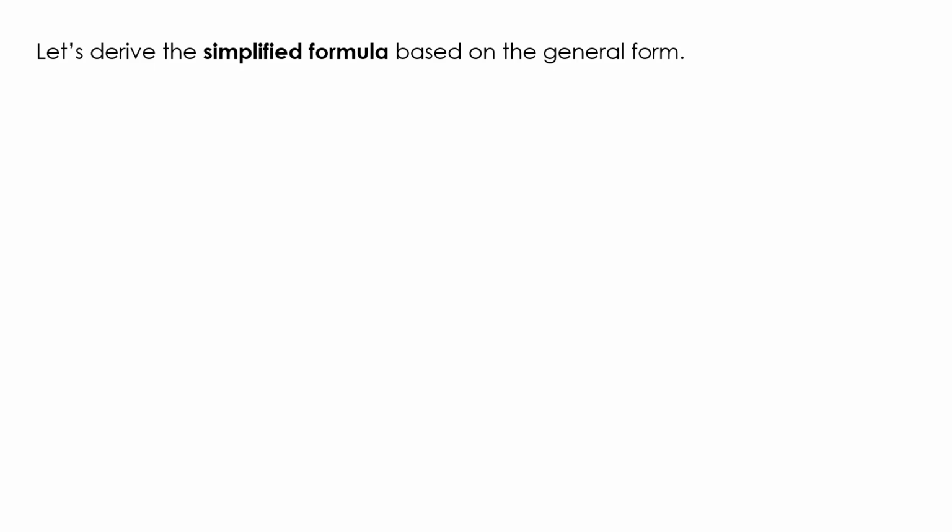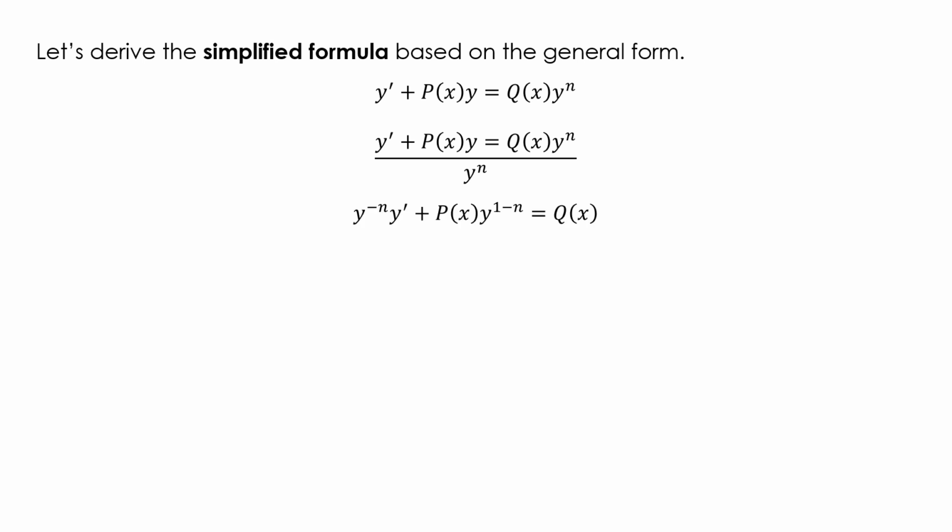Let's derive the simplified formula based on the general form. So we can just plug and play if we have a simplified formula. This is the general form. First, we should divide both sides by y raised to n. The right side will become q of x, while the left side will become y raised to negative n, y prime plus p of x, y raised to 1 minus n.